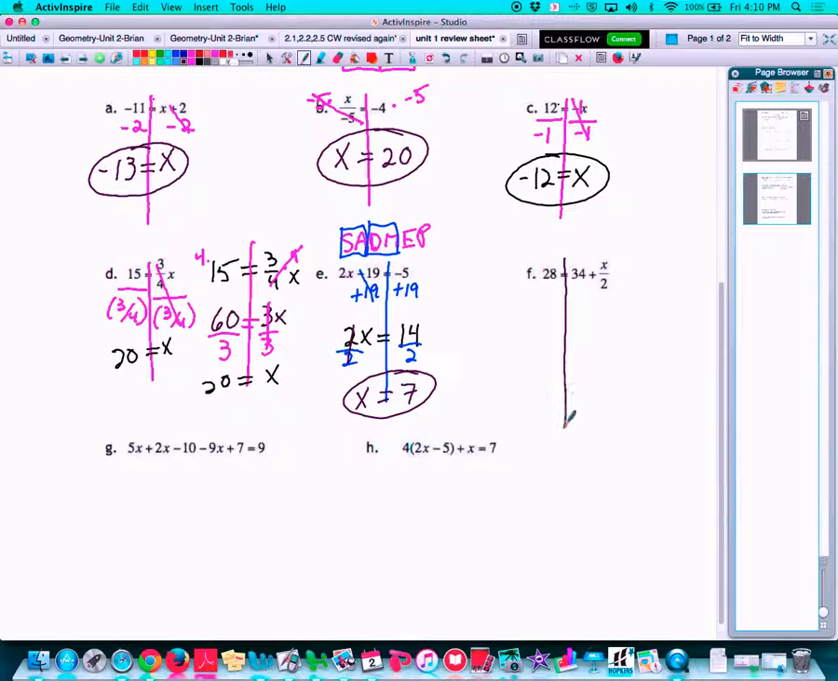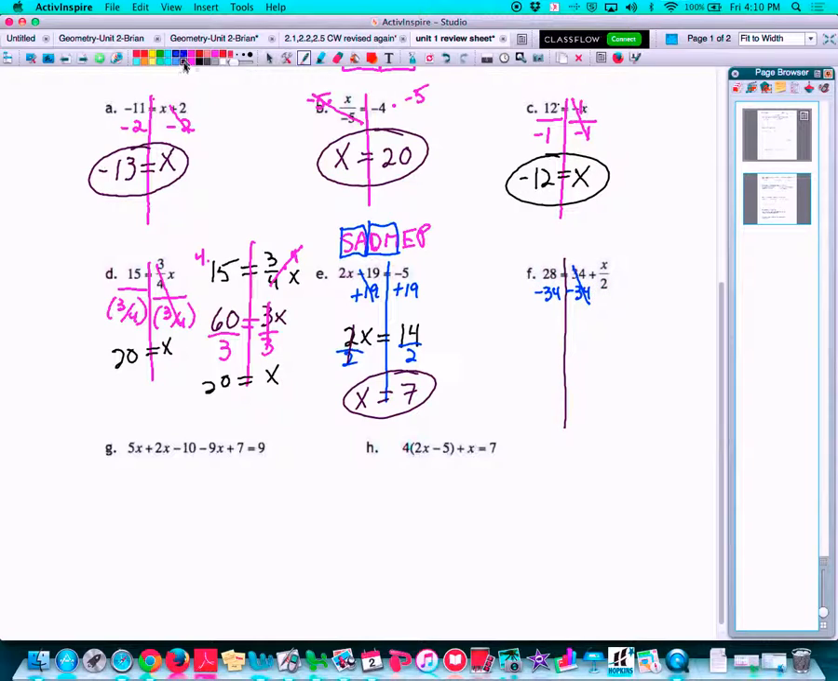All right, next problem. Once again, think of your SADMEP steps. We're going to undo any subtracting or adding first. Now, when we say subtracting or adding, we're usually referring to the number here, because we're working our way back to the x. So we can't do the 2 first, because the 2 is with the x. We have to work our way from the outside in. So we will start by subtracting 34 from both sides.